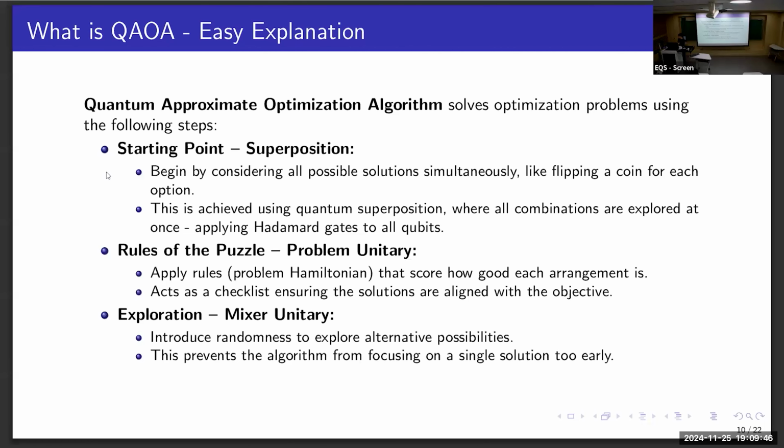And we also use the mixer unitary. So it introduces randomness to explore alternative possibilities. So this prevents the algorithm from focusing on single solutions that are found too early, so we can get a better solution.